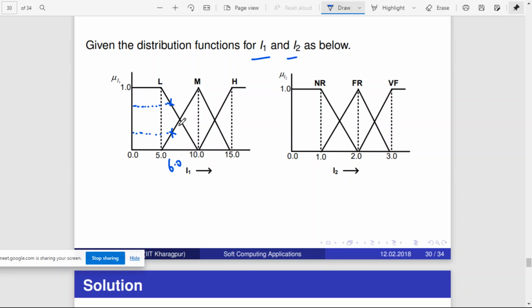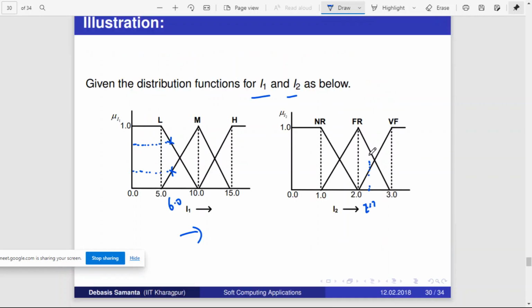Similarly, this is the plot for the membership function for L1. For L2, what is the value? L2 is 2.2. Again, if you see, this is 2 and this is 3, so 2.5 is somewhere here, and 2.2 should be somewhere here. If L2 is 2.2, it is connected with far and very far, with some membership value.